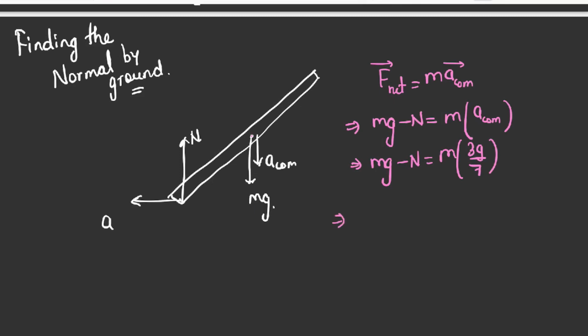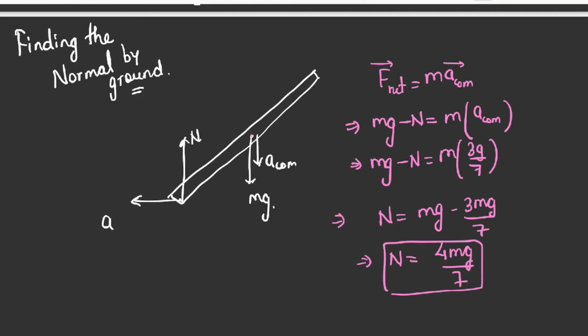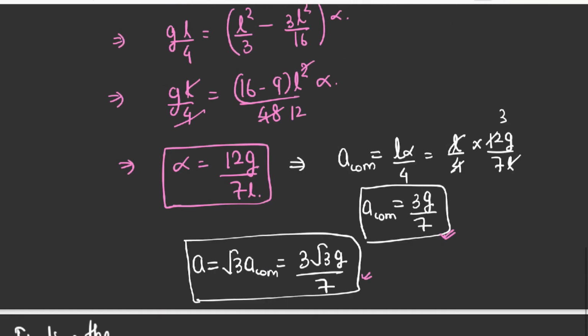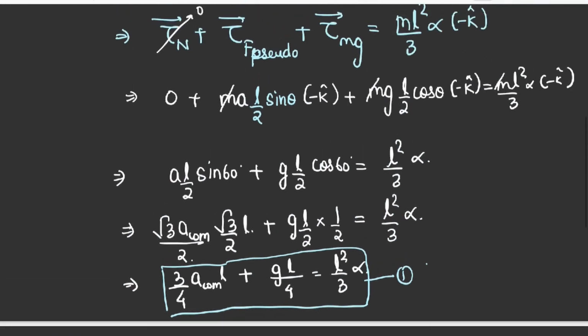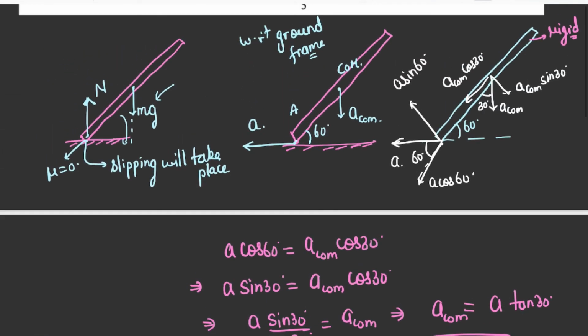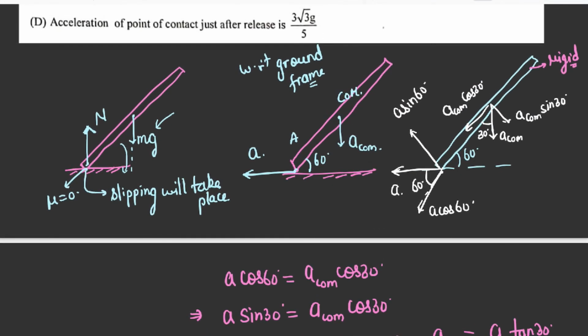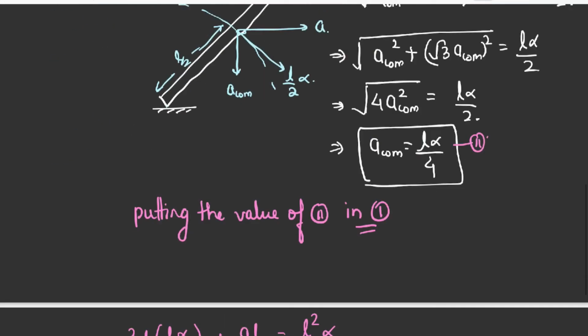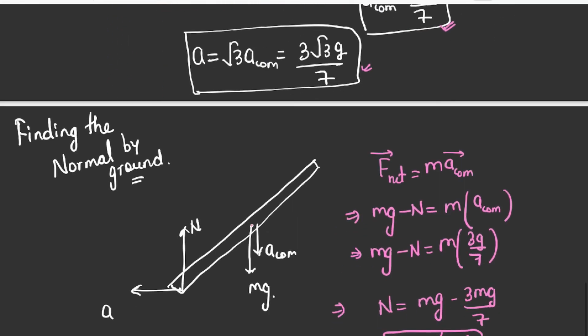This comes out to be what? N will be equal to how much? Mg minus 3 mg by 7. N comes out to be 4 mg by 7. Hence we found out approximately each and every aspect of this particle. Every aspect of this question we have got: the acceleration of the point of contact, the acceleration of the center of mass, and even the normal reaction acting at the end.